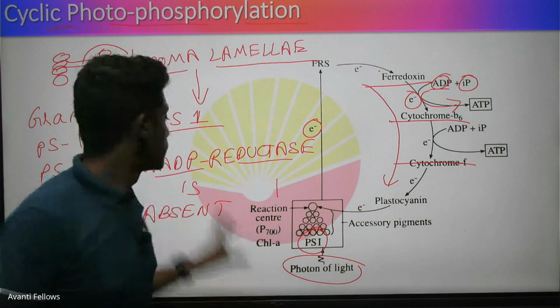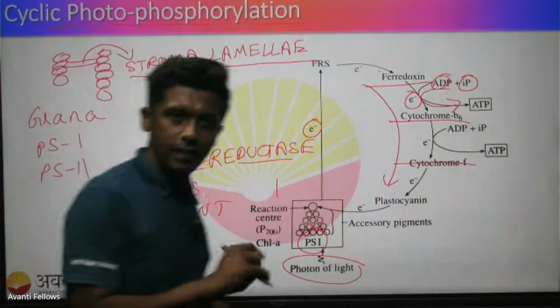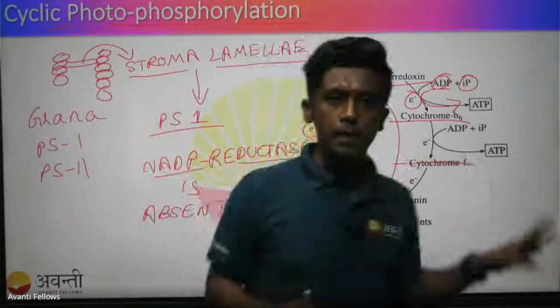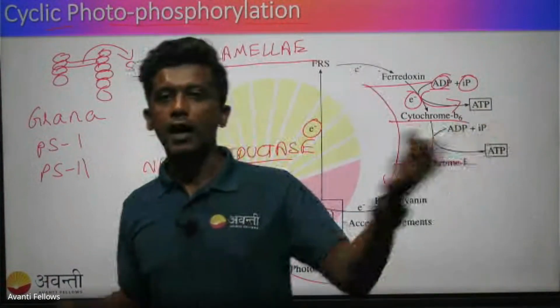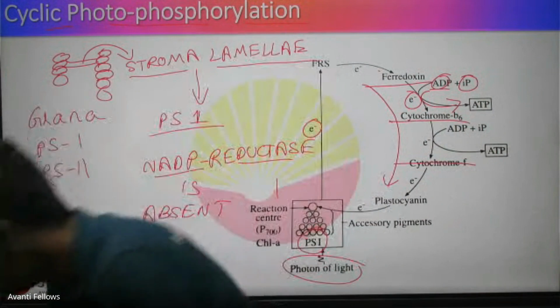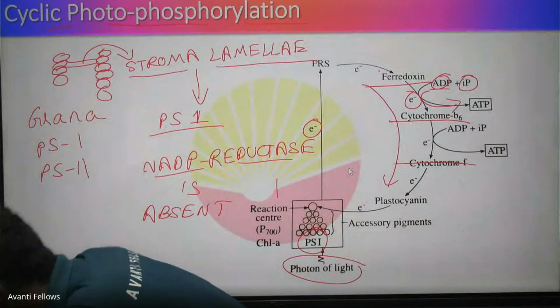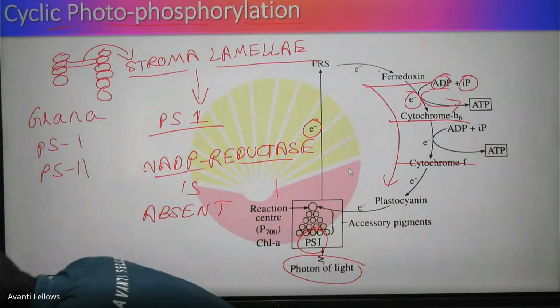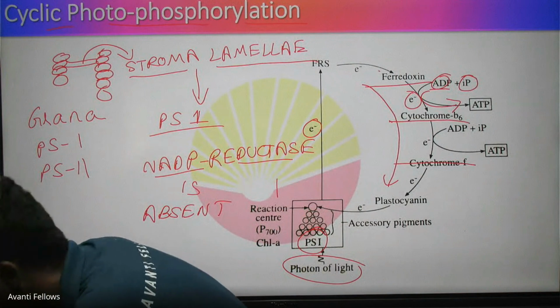Is it clear? So finally, what do we have? We have NADPH and then we have ATP. And we know what is cyclic and what is non-cyclic. Now, I need to be very sure you are understanding. Did you understand, students? Yes, no? Come on.